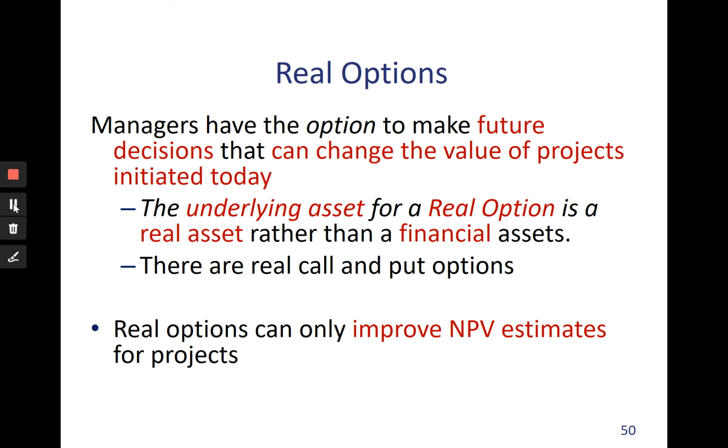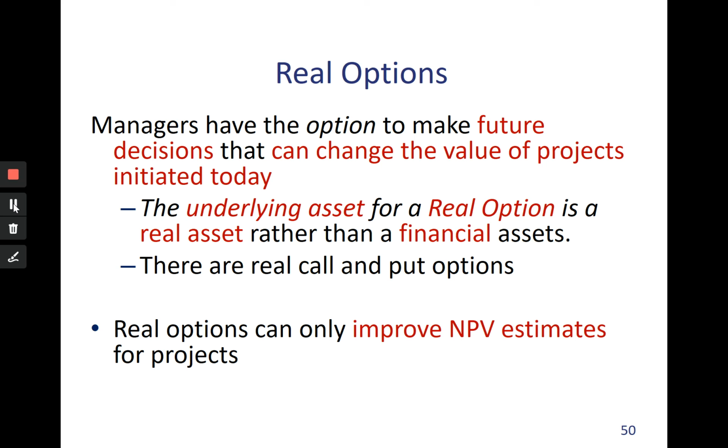The underlying asset for a real option is a real asset. That's why we call it real option. And here the word real is as opposed to financial. So a financial asset is a contract that gives us a sharing rule, rather than a real asset. And of course, there are real call options and real put options.